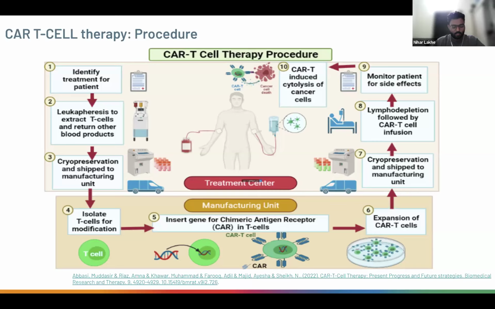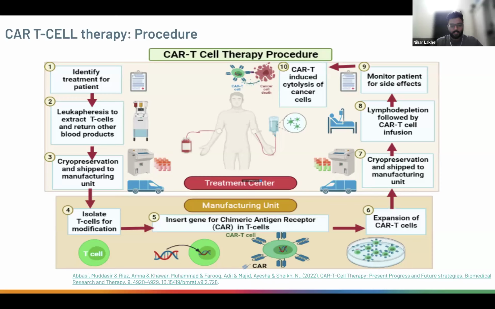Leukapheresis is done to extract T cells and return other blood products. These isolated T cells are then cryopreserved and shipped to the manufacturing unit, where they are modified. The insertion of the CAR, which is a chimeric antigen receptor, into T cells, known as transduction, is typically done with the help of viral vectors, which forms the CAR T cells. These CAR T cells are then expanded to form many copies. These expanded CAR T cells are then cryopreserved and shipped to the treatment center.